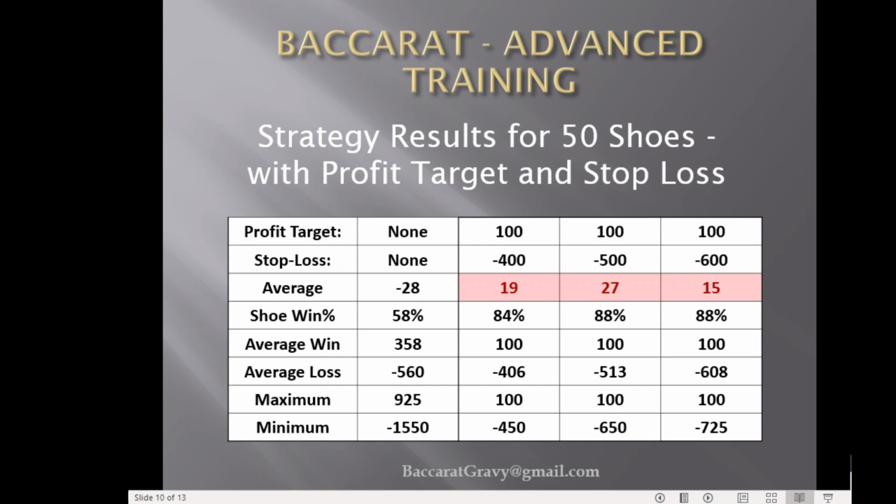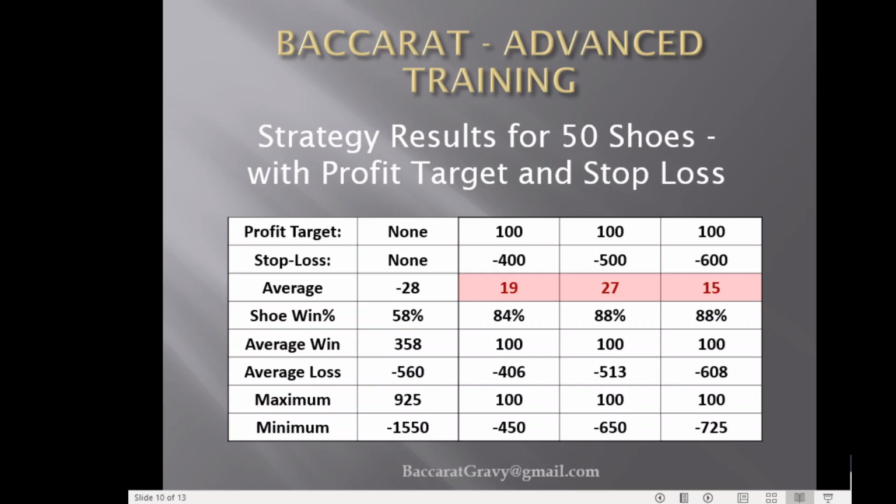If we play every hand in the shoe for all 50 shoes, the result is shown here, with no profit target or stop loss. The average result is a loss of 28, and we win only 58% of the shoes in the 50 shoe sample. When we win, the average win is 358. When we lose, the average loss is 560. Due to that ratio, we end up losing an average of 28 per shoe.